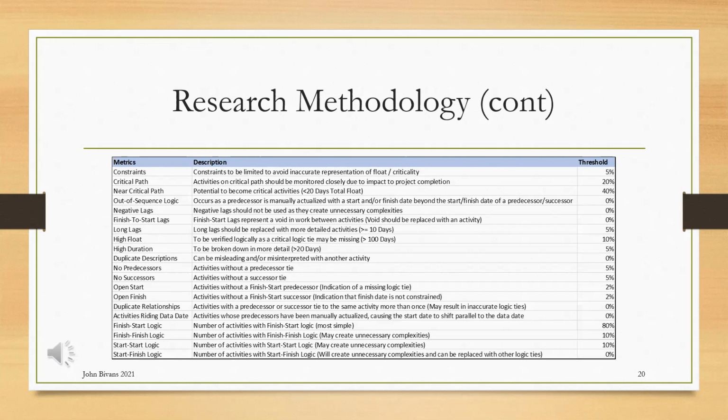The following table represents each of the 20 scheduling metrics used to evaluate each of the schedules in this research. It should be noted that several of these metrics have a threshold of 0%. Some of these metrics include out-of-sequence logic, negative lags, finish-to-start lags, duplicate descriptions, duplicate relationships, and activities writing the data date.